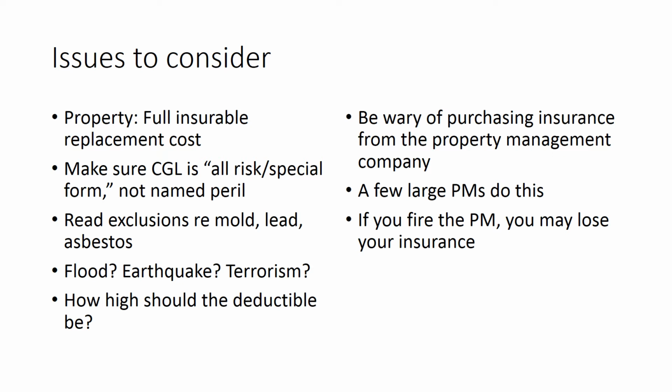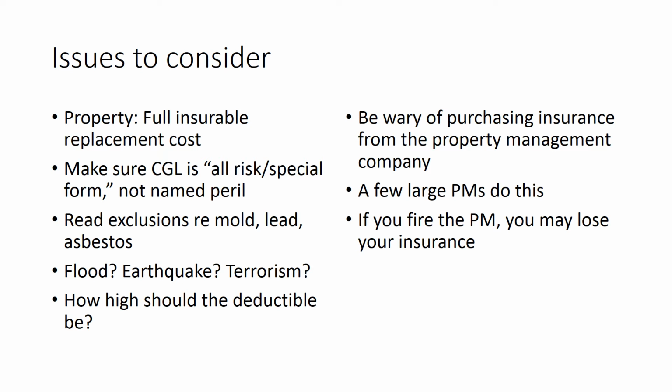Certain issues that you need to consider whenever you're dealing with insurance. First, you would want property insurance that provides full insurable replacement cost for the property so that it ensures that the association will have the full replacement cost of whatever is damaged. Secondly, as I said earlier, make sure that the CGL policy is all risk or special form, not named peril. Exclusions about mold, about lead, about asbestos should be read very carefully because asbestos remediation, mold remediation, for example, are very expensive. I don't know how much lead paint is still around. There's certainly some of it, but mold issues are unfortunately quite common. In older buildings, you could find lead or asbestos. Read the exclusions very carefully and make sure you have the coverage that you need.